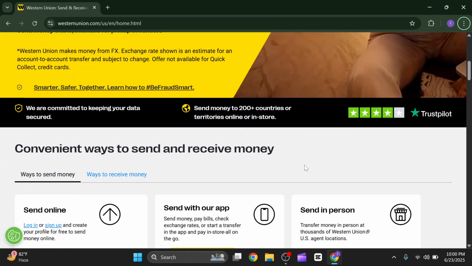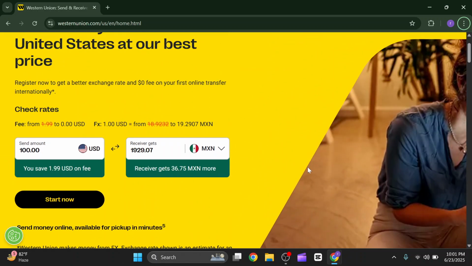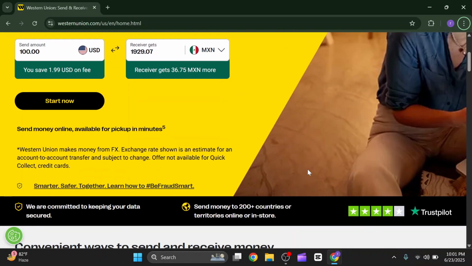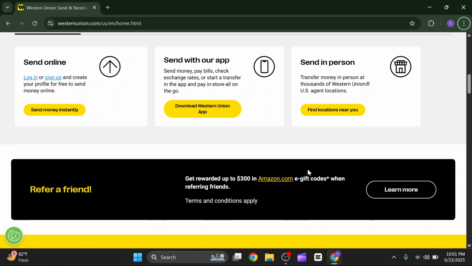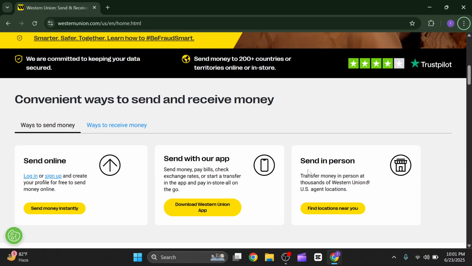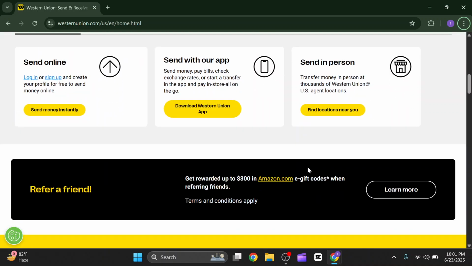And if you want to receive money in a bank account, the sender selects bank deposit as the delivery option. You must provide your full name, matching bank account number or IBAN, and bank name and SWIFT or BIC code. Funds are deposited directly, usually within 1 to 3 business days, depending on the country or bank.